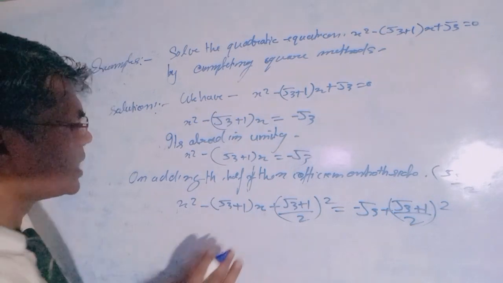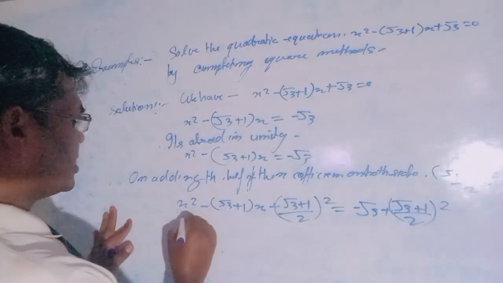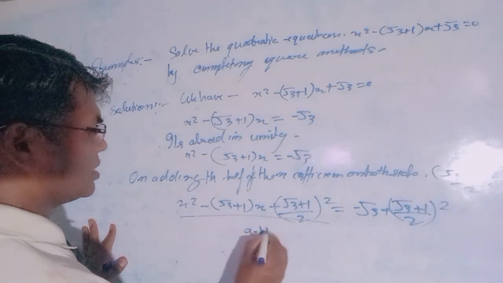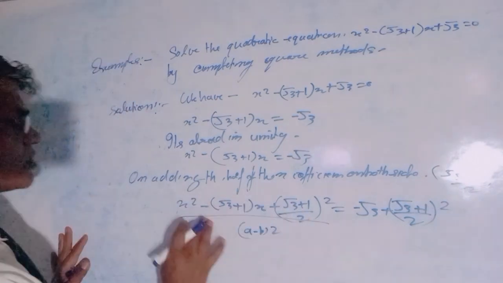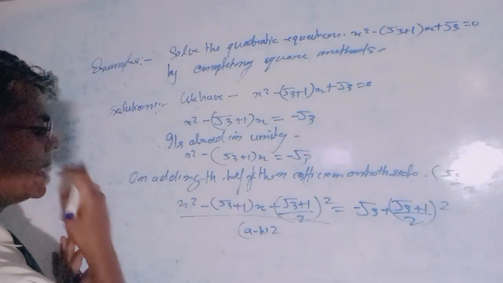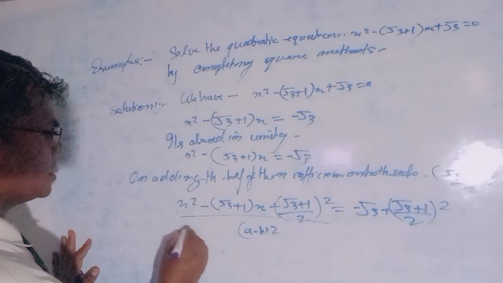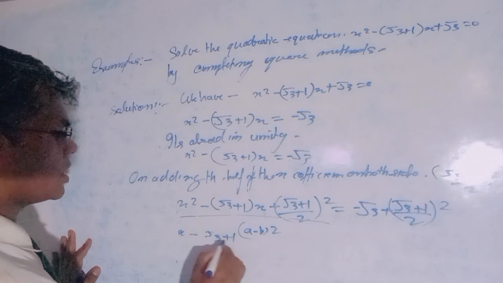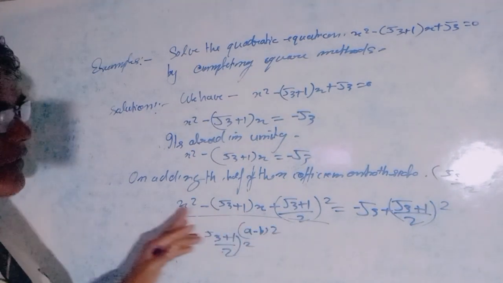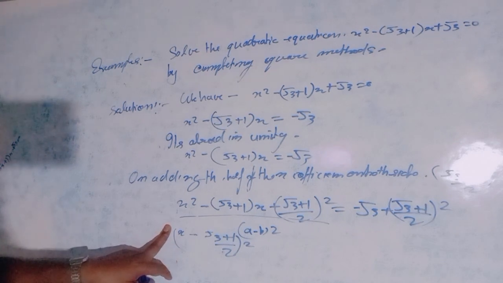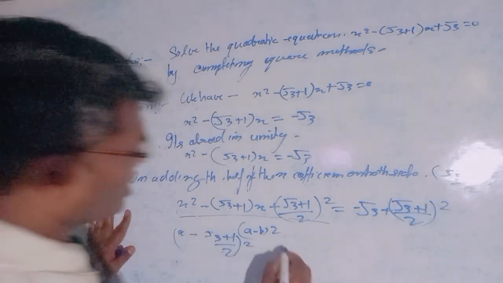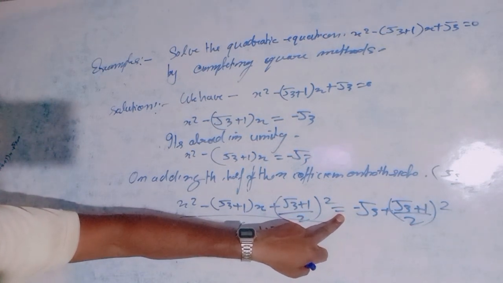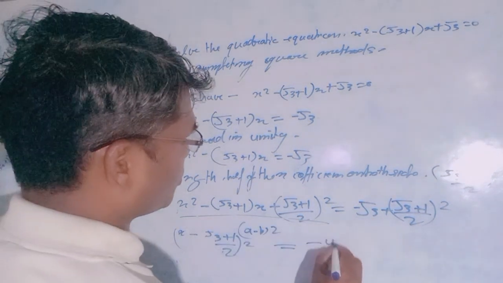Okay, done. Now the left side can be written using the formula a minus b whole square, which is a square plus b square minus 2ab. So we can write it as x minus (root 3 plus 1) by 2 whole square is equal to, on the right side, taking the common denominator 4, minus 4 root 3.